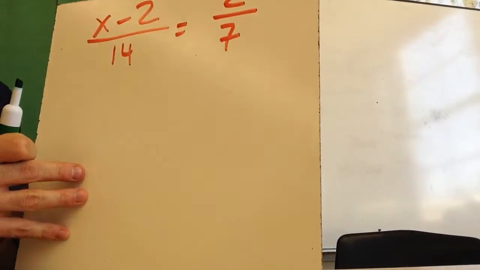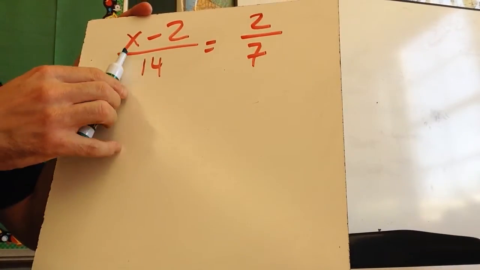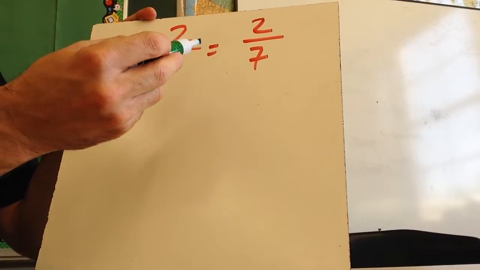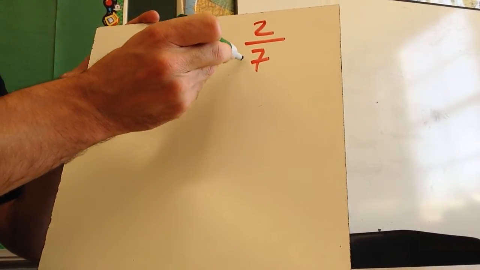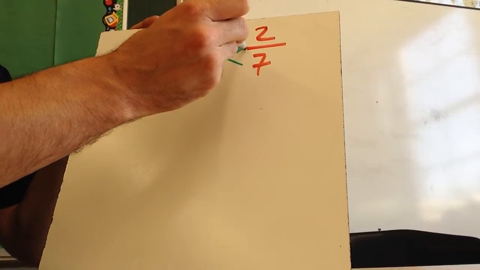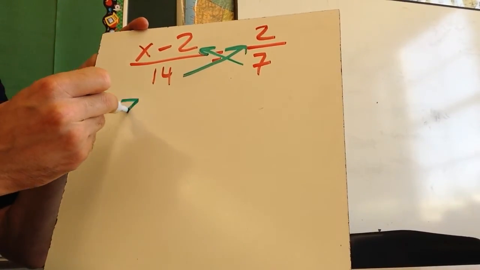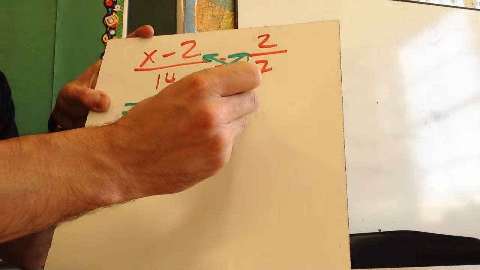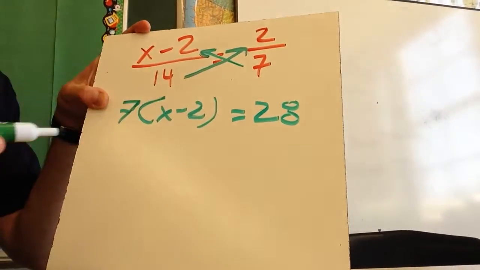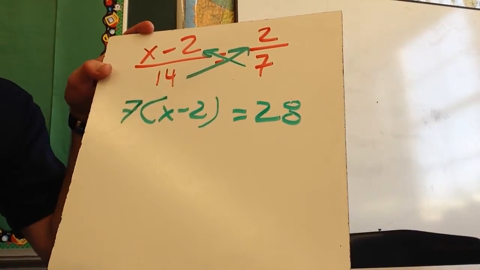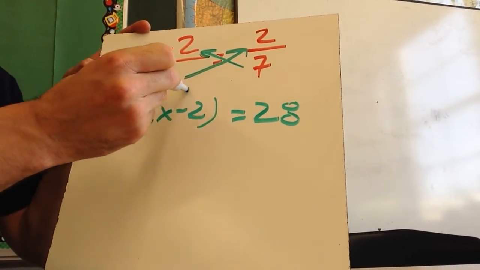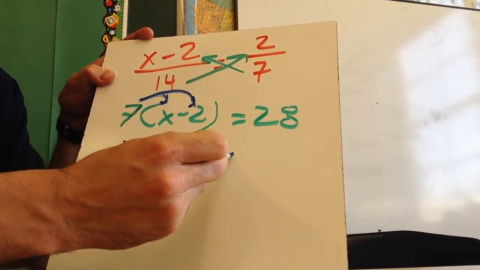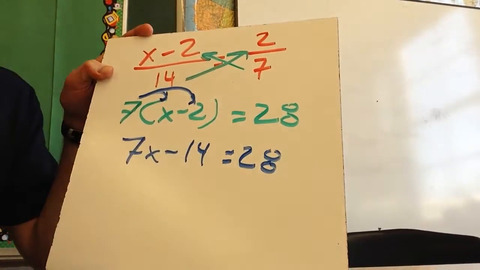All right. Now what happens when you have an algebraic expression as the numerator? I'm going to do the same thing. I'm going to take this 7, multiply it here, take 14, multiply it here, but keep in mind now this becomes 7 times x minus 2, and this becomes 14 times 2, which is 28. In order to solve this, I need to use the distributive property. So we need to distribute. So this becomes 7x minus 14 equals 28.